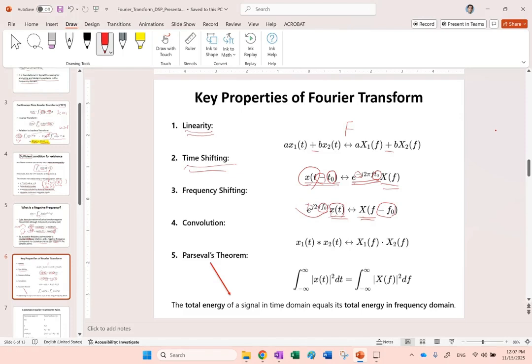The other thing is convolution. If in the time domain two functions are convolved, in the frequency or Laplace domain, the answer is going to be the product of their frequency content.